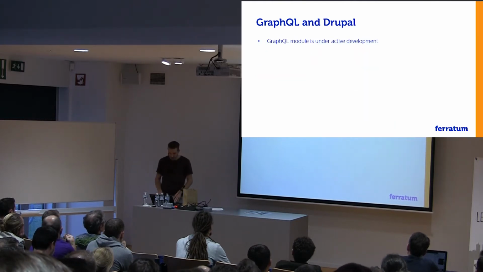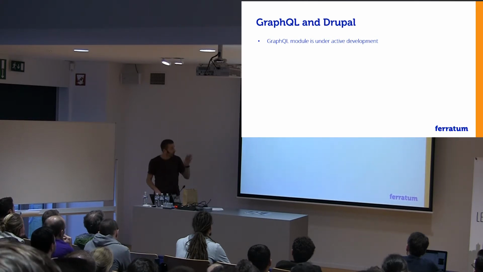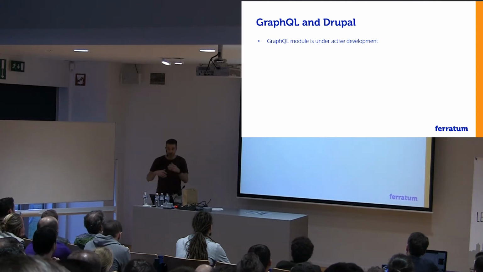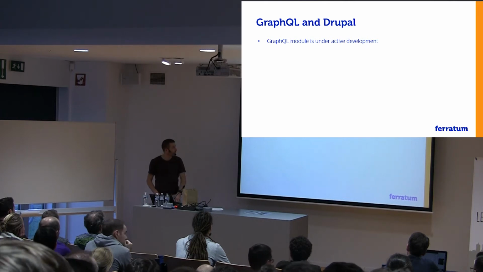So, the GraphQL module is under active development. It's currently in version 3.0 RC2. At the time when I was introducing this talk in June, it was still in beta. You can see by now that it is much more stable than it was before. There are not so many changes and so on, so it's easier for you to work with.